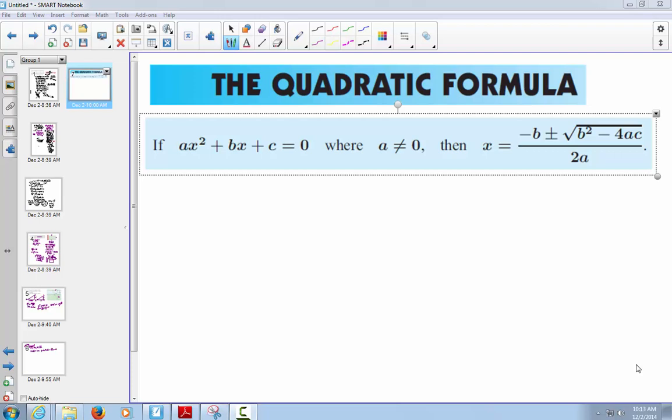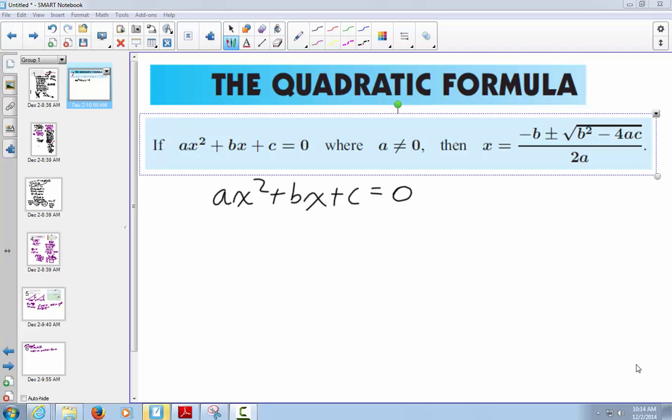It's a really big formula, but easy to use once we know what it is. But, of course, like everything, we have to derive it first. So where does that formula come from? We're going to start with the basic quadratic of ax squared plus bx plus c equals 0.